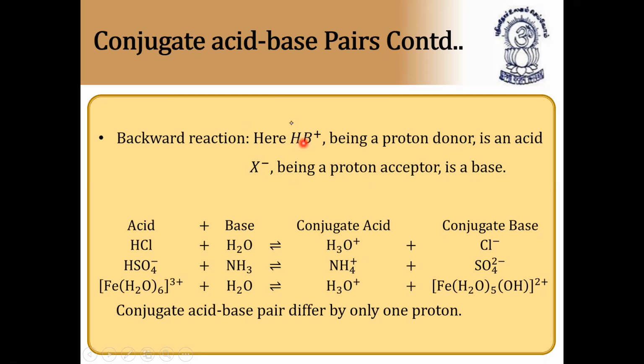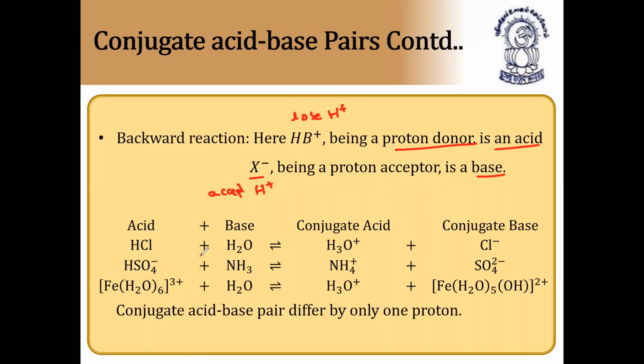It has to lose H plus ion. So this HB plus should lose H plus ion so that it becomes a proton donor and is an acid. And X minus, to become HX, what does it have to do? It has to accept H plus ion. That's why a proton acceptor is called a base.